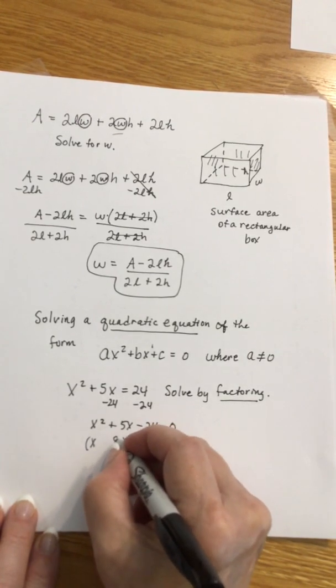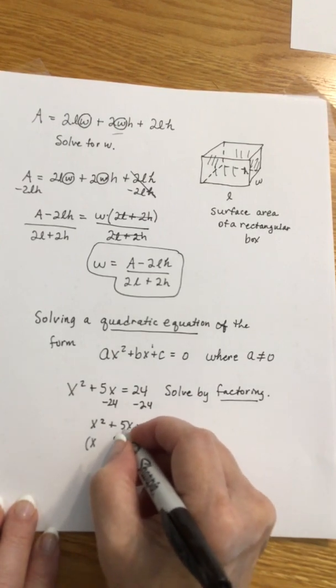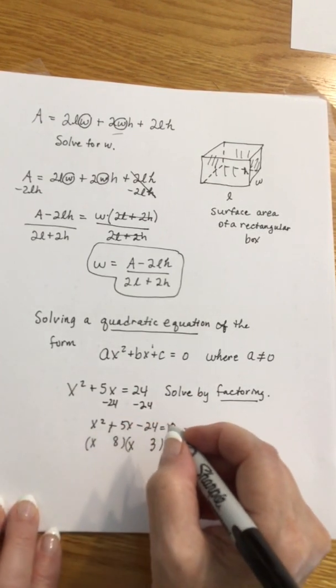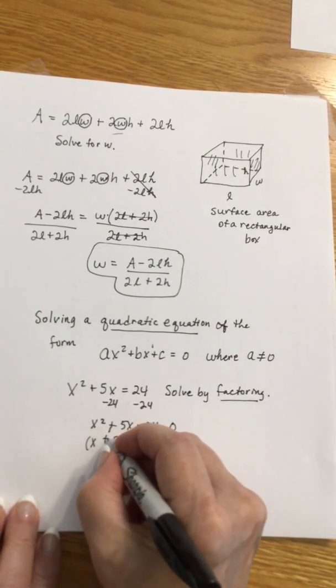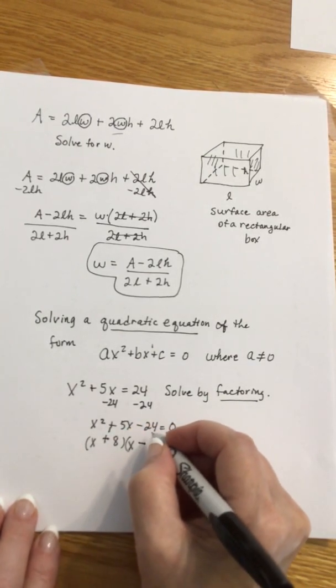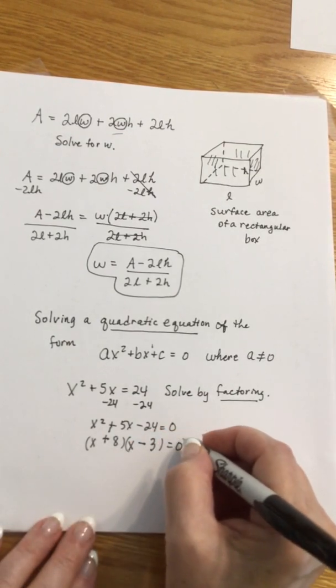So we know we're going to have an 8 and a 3. So 8 minus 3 gives me 5, but now I have to decide which one's positive and which one's negative. So I know in this case, subtract and take the sign of the larger, which is going to make the 8 positive and the 3 negative. So now we have two things multiplied to be 0.